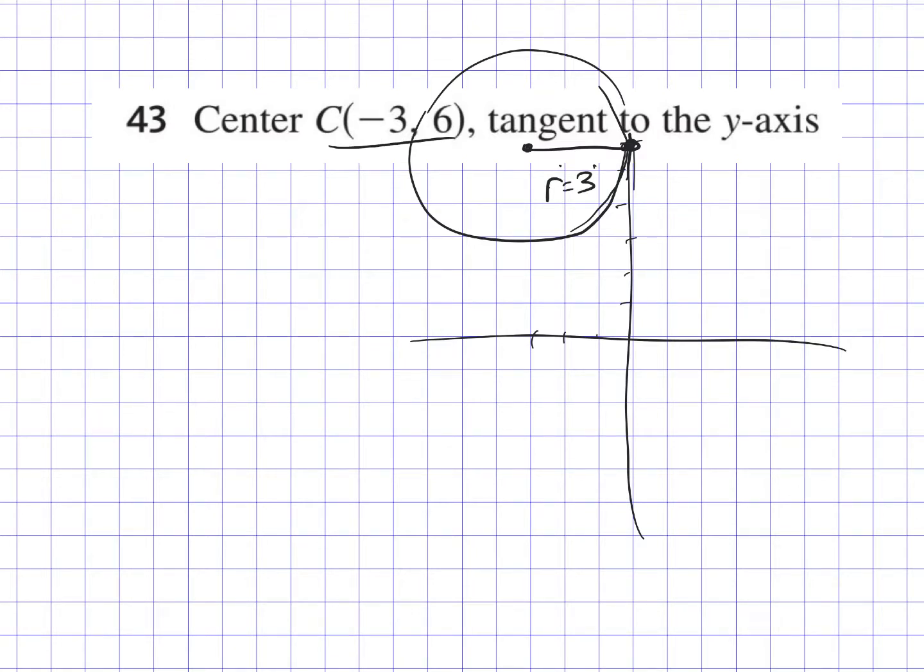So all you have to do is say x plus 3 squared and y minus 6 squared, and your radius squared is 9. And there you have the correct answers.